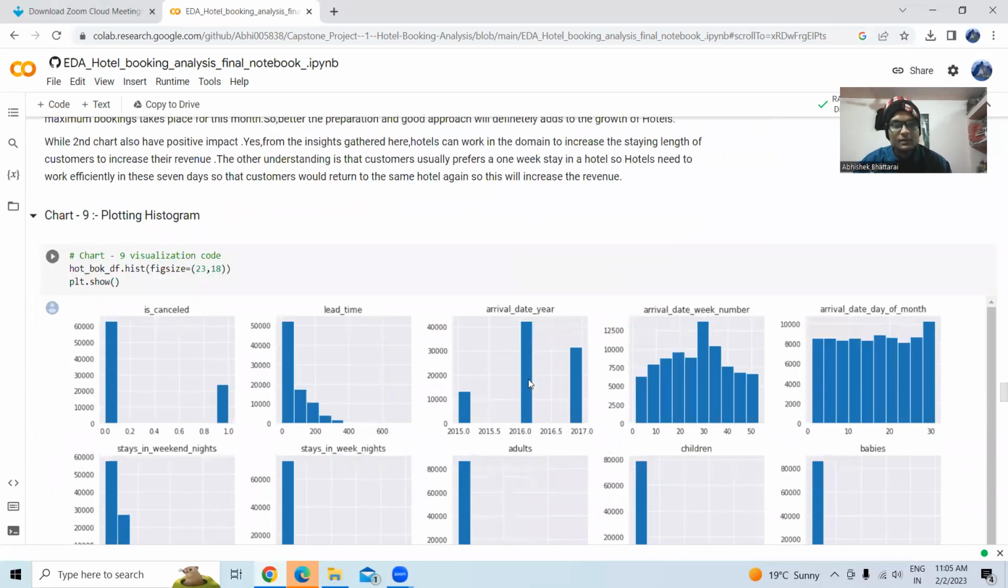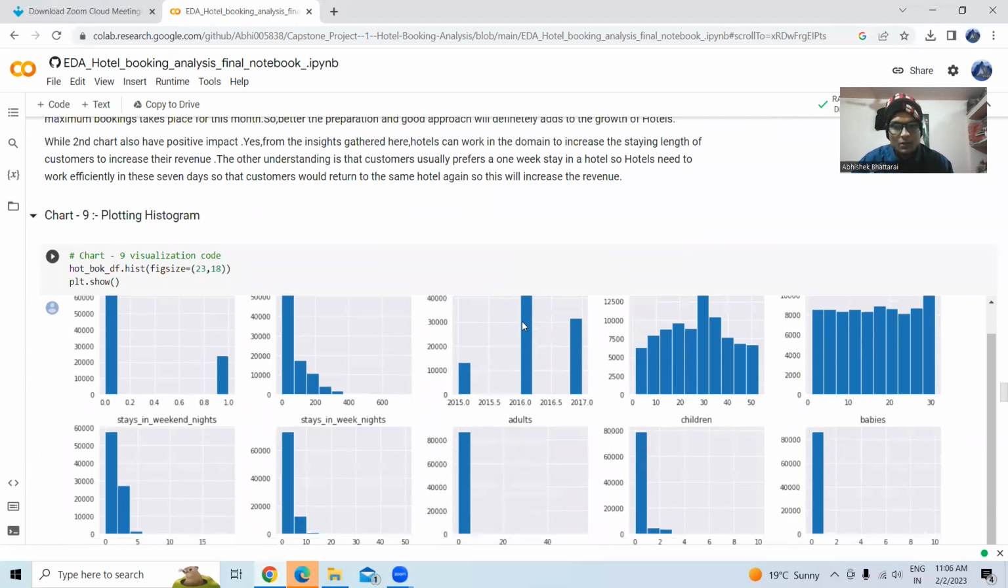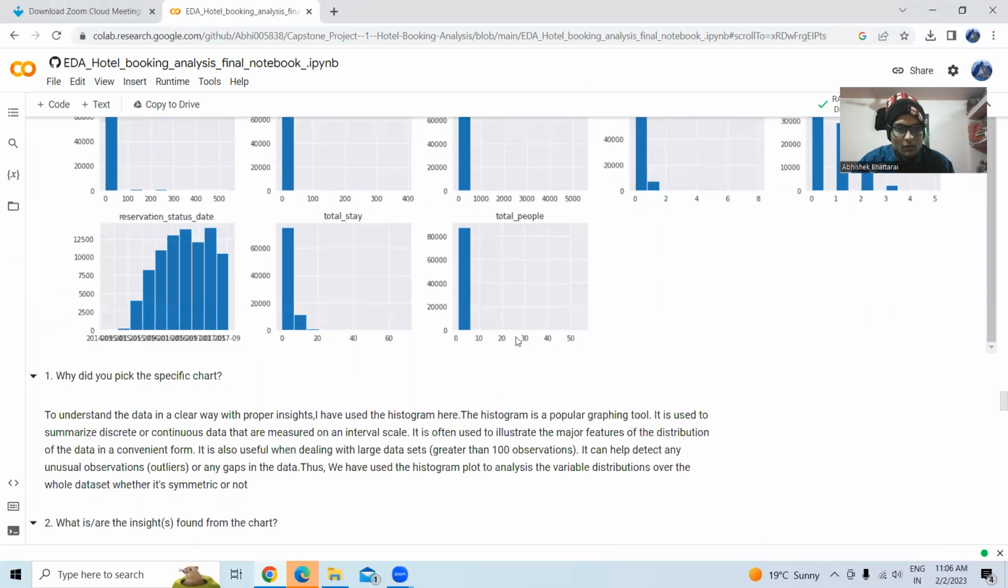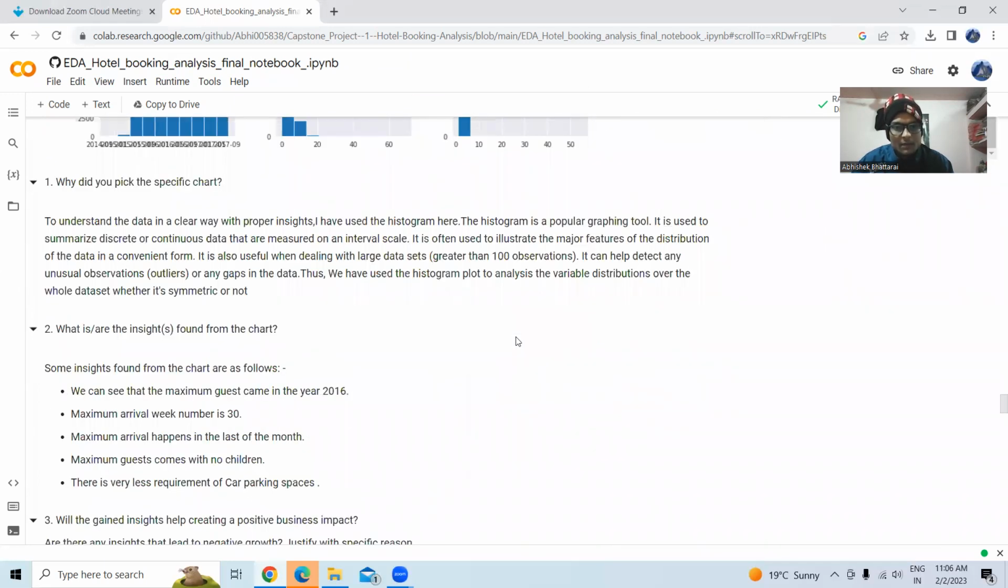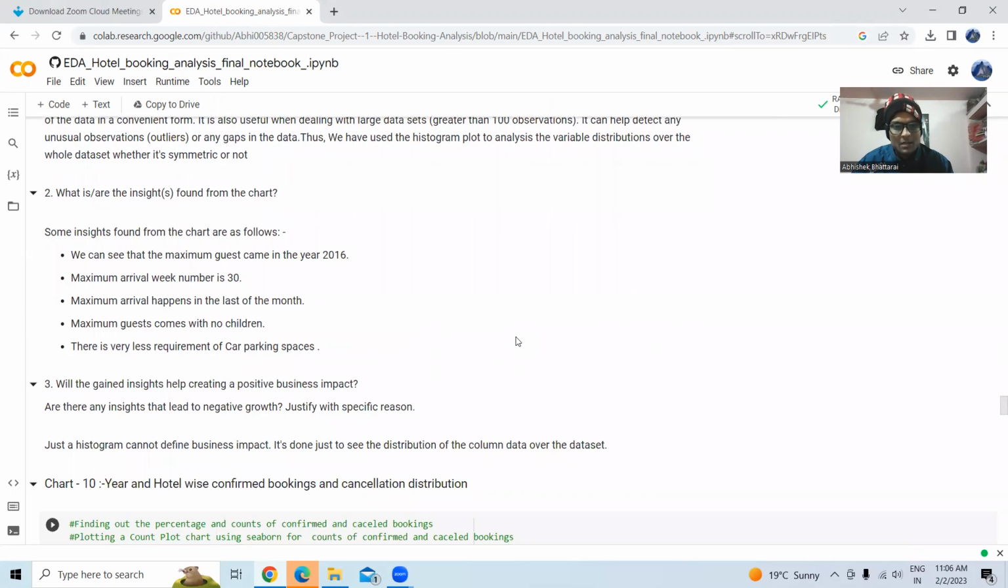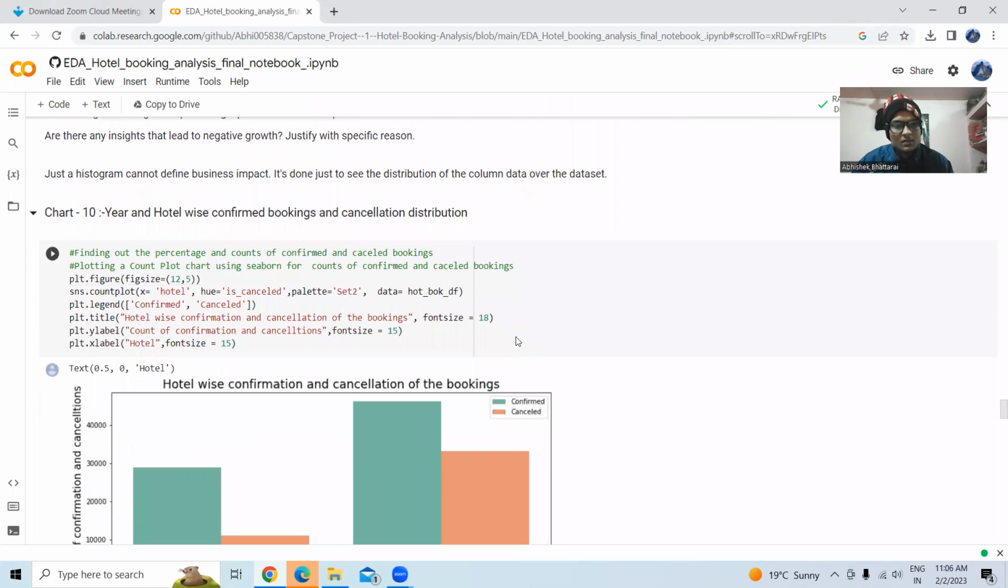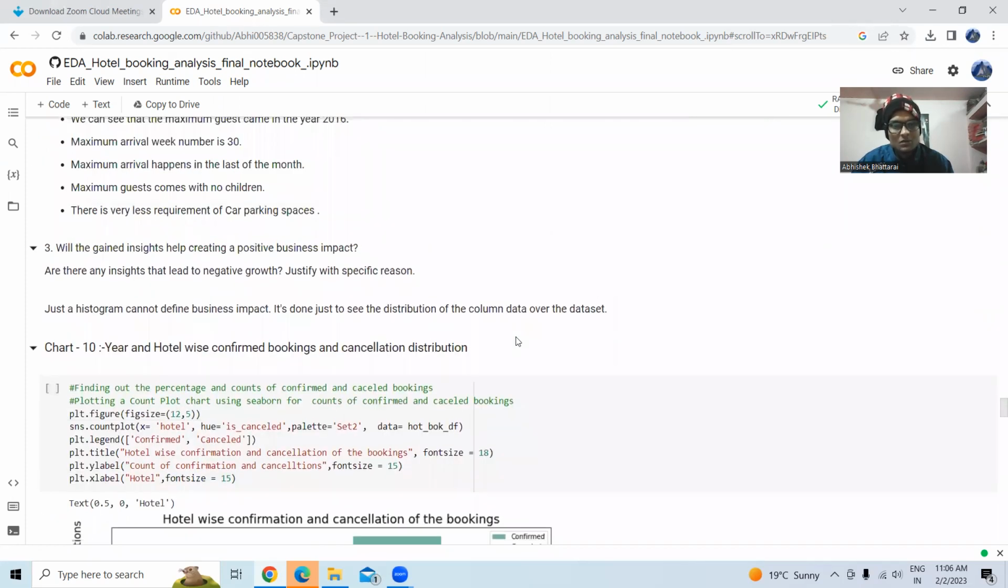You can read this. In chart 9, we are plotting a histogram. In this one chart, we can see the relationship of all variables. From the chart we picked up that the maximum guests came in the year 2016, the maximum arrival week is 30, the maximum arrivals happen at the end of the month, and the maximum guests come with no children. There is less requirement of car parking spaces. The histogram has no business impact, because it's done just to see the distribution of the column data over the data set. So here I have written down the answer.